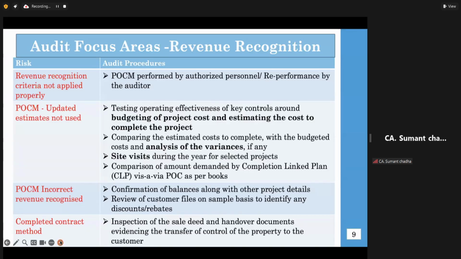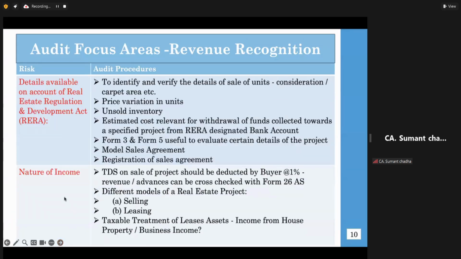Here again, I have to look at this, very relevant for Ind AS, especially when I do the completion method of accounting.